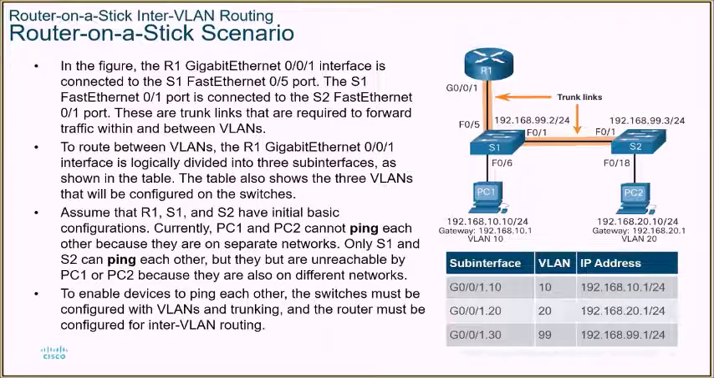Assume that R1, S1, and S2 have initial basic configurations. Currently, PC1 and PC2 cannot ping each other because they are on separate networks. Only S1 and S2 can ping each other, but they are unreachable by PC1 and PC2 because they're on different networks. To enable devices to ping each other, the switches must be configured with VLANs and trunking, and the router must be configured with inter-VLAN routing. So PC1 is on VLAN 10, PC2 is on VLAN 20, and 99 I'm assuming is the management VLAN on the switches.